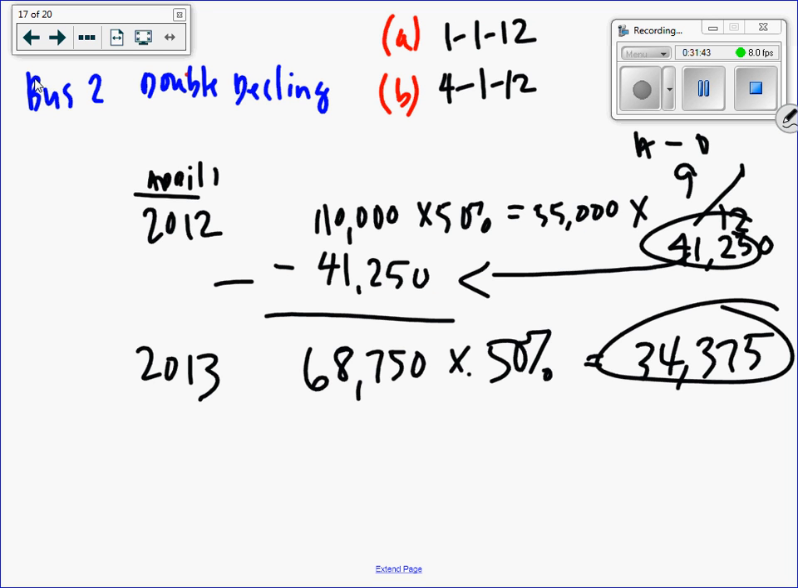They didn't care about accumulated depreciation. They just wanted to know, exact words were, if bus 2 were purchased on April 1 instead of January 1, what is the depreciation expense for the bus in 2012 and 2013? They didn't even want us to do through 14. They wanted us to just stop there. Cool. Let's do the third bus.